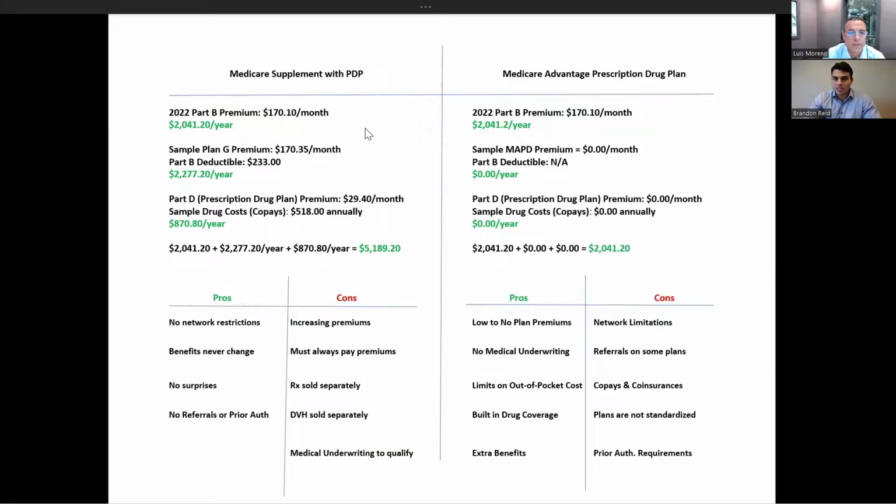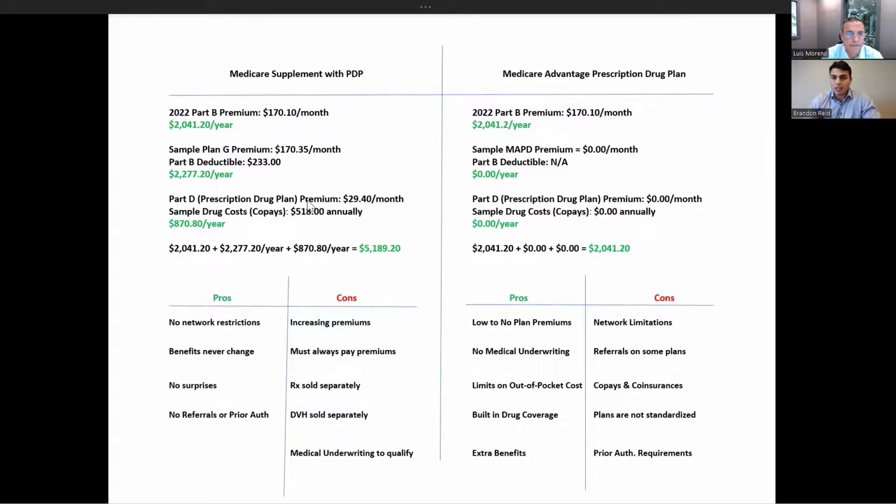Now, this Part B premium isn't something that goes away just because we're looking at a $0 premium Medicare Advantage plan. This is still in the mix. This is in our left-hand column and our right-hand column in both comparisons. We've also used an example here, just one of my clients that I've helped in the past, who was paying $170.35 for a Medicare supplement. We've gone ahead and totaled that with their Part B deductible on an annual basis, bringing his total annual premium to $2,277.20, just for his Plan G and Part B deductible included.